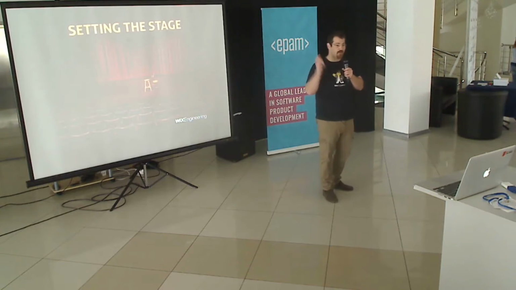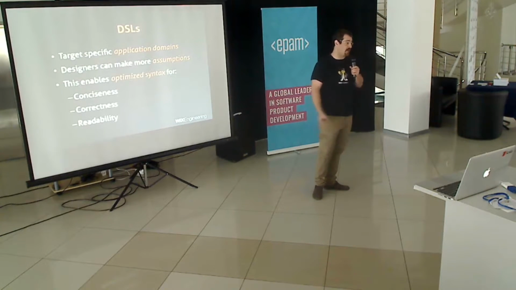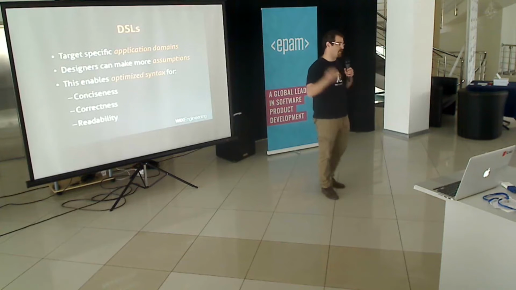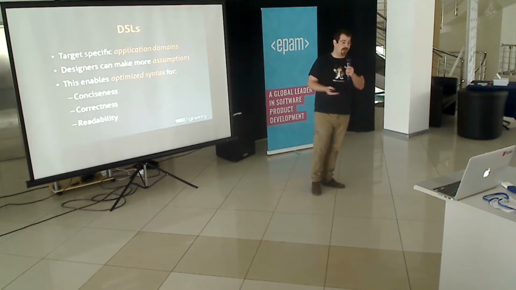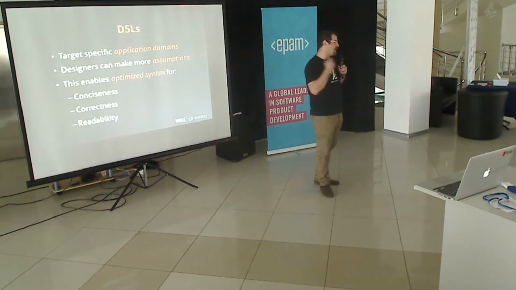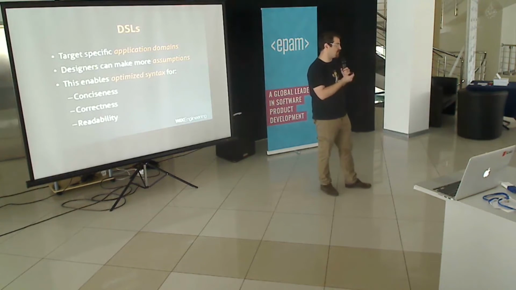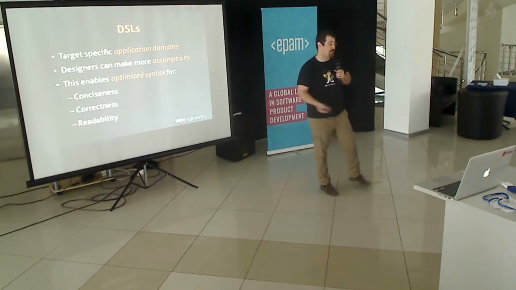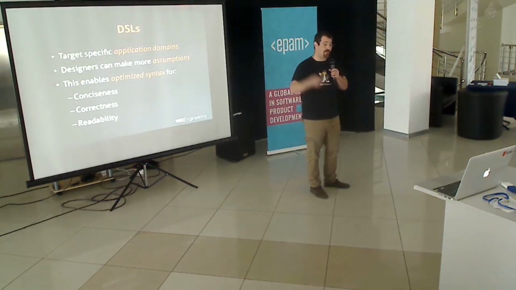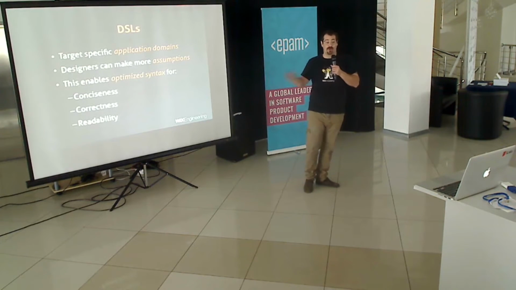So, a DSL stands for a domain-specific language. As the name implies, it is a language designed to deal with a specific application domain. Now, why is that a good thing? It is because once you have a very specific application domain, you can design the language to match that domain. You can make more assumptions, right? You can assume that if you're writing a DSL that deals with building JSON objects, that is what your users want to do. So you don't have to worry about anything else.